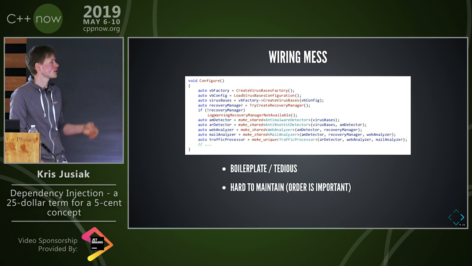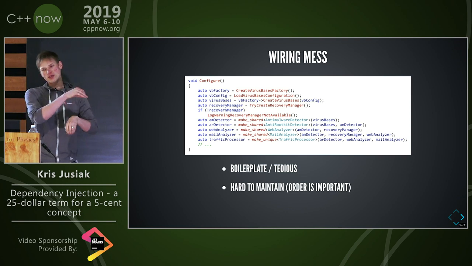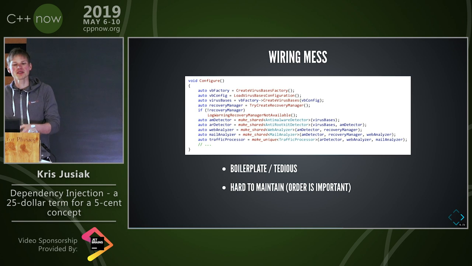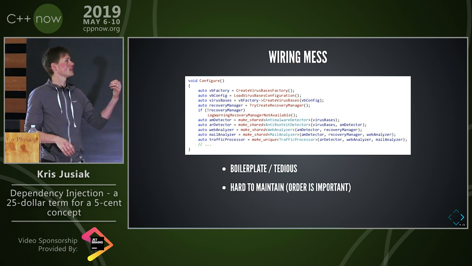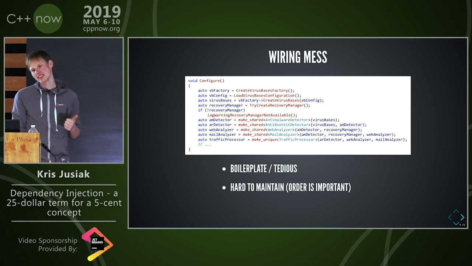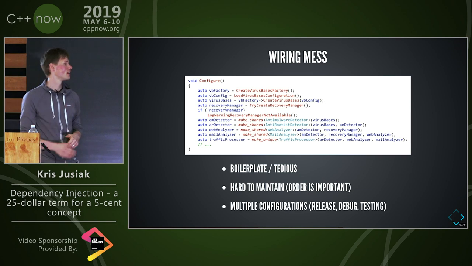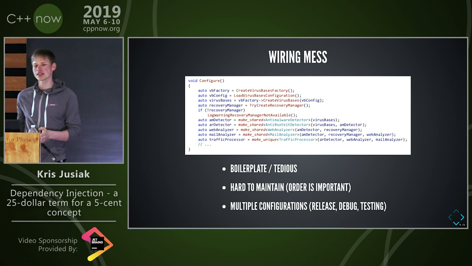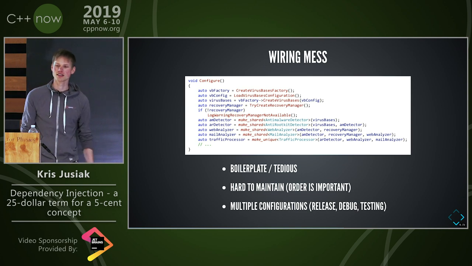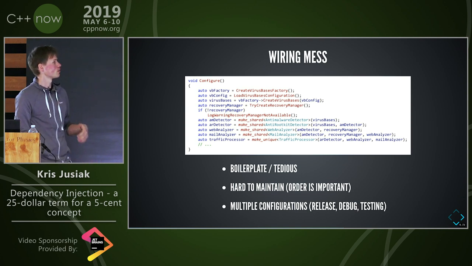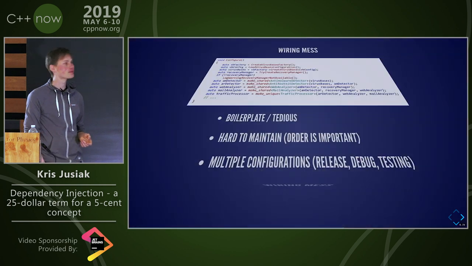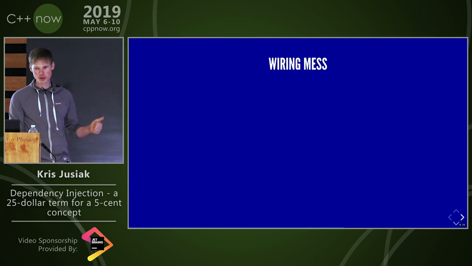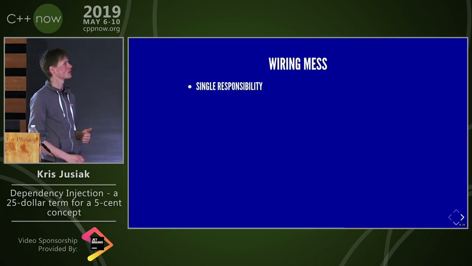Is it hard to maintain because the order is important? If you switch the order of the constructor pointers, you would have to switch something in the wiring. Not great. Could be better. And we usually have multiple configurations, for the release, for the debug. All of that makes it not something most developers would enjoy. So to remember, the wiring mess is something we don't want to have.